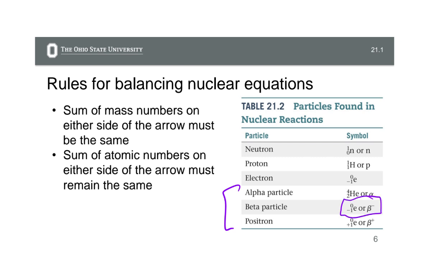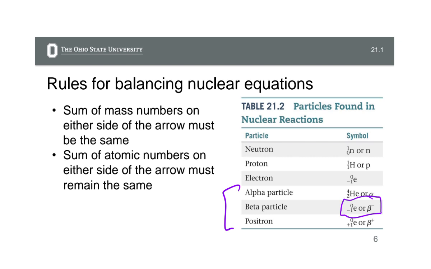What about a beta particle? What do you think a beta particle is? So it has the same symbol as an electron, right? So it is essentially an electron. But we call it a beta particle for whatever, who knows who created that system, reason, okay? The positron is the opposite of an electron. It's like an electron, but it has a +1 charge.